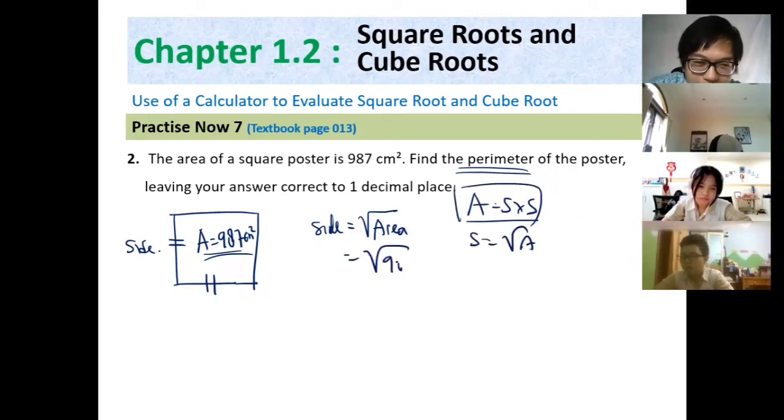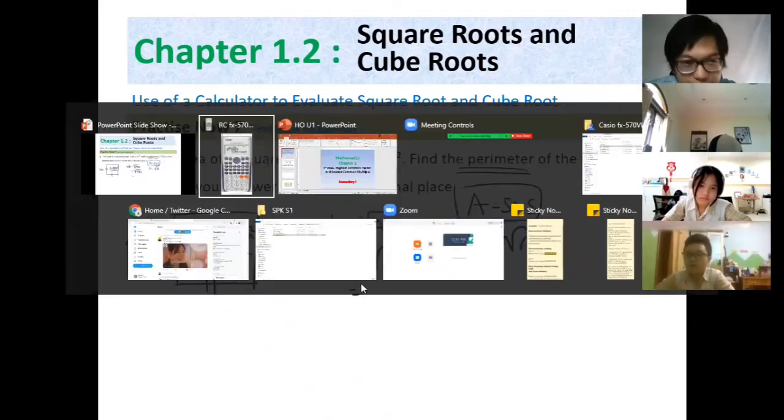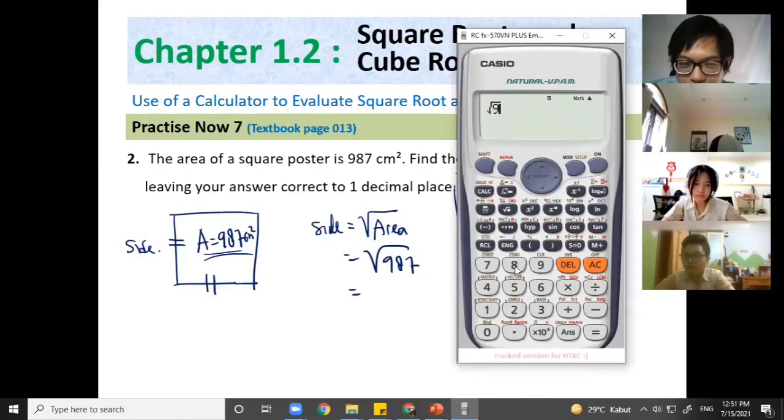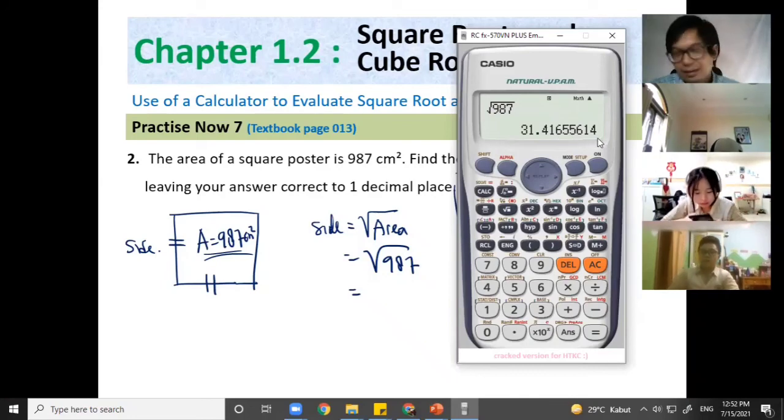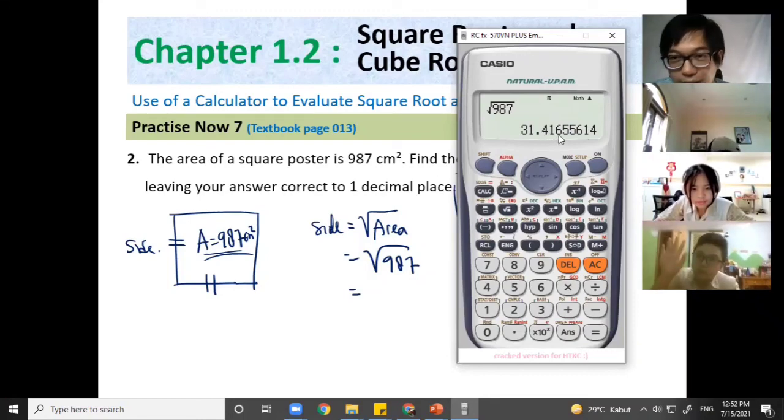So square root of 987. Calculator. Mana kalkulatornya tadi? Nah ini. Square root of 987. Bang. Hah? Kok jawabannya sama? You just press SD ya. SD, standard to decimal form, decimal to standard. Pencet. 31.416556114. Oke, just write it. Nggak usah bikin semuanya. 31.42. Ini namanya rounding up.